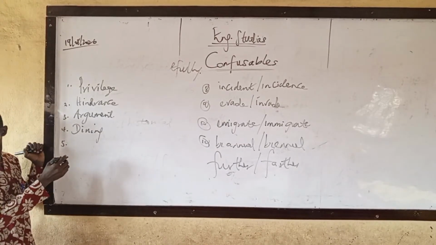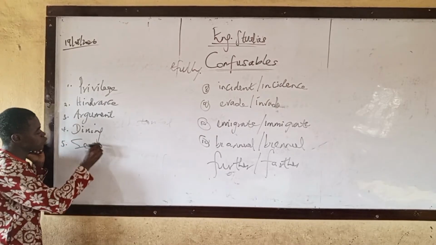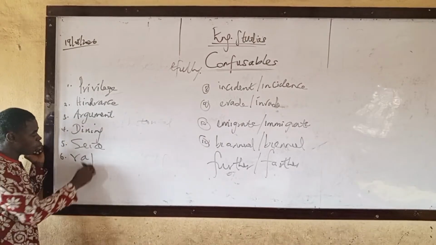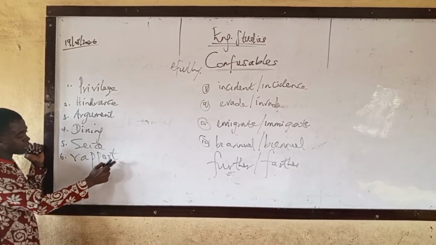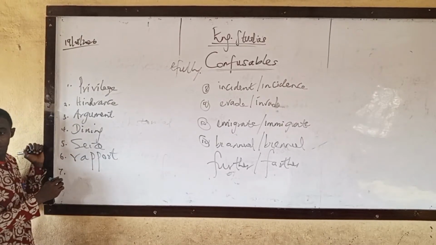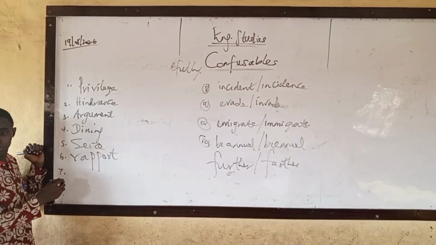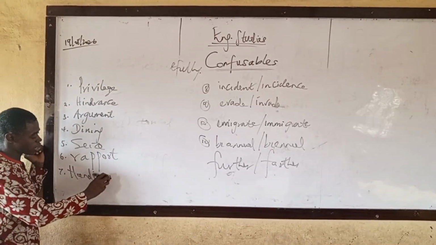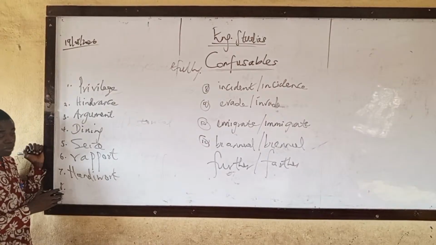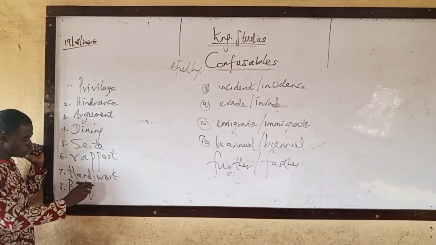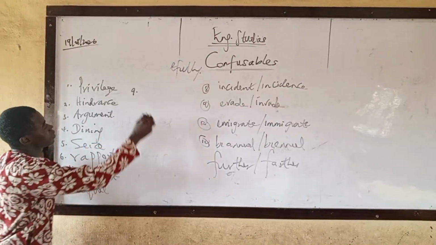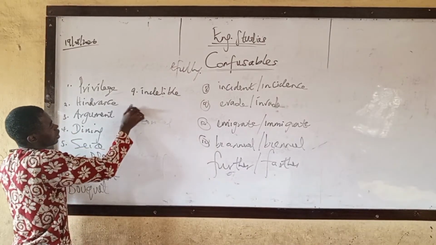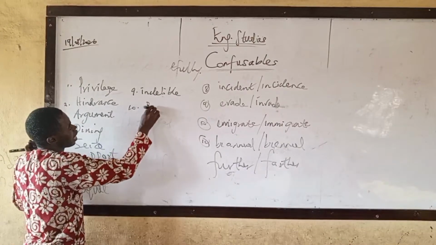Number 5, seize. Most students will put I before E. 6. Rapport. The P is silent. It's silent. 7. Handiwork. HANDI before work. 8. Bouquet. Is it you or o? BOUQUET. 9. Indelible is one L. Please, never two L's. Never. 10. Pint. PINT.